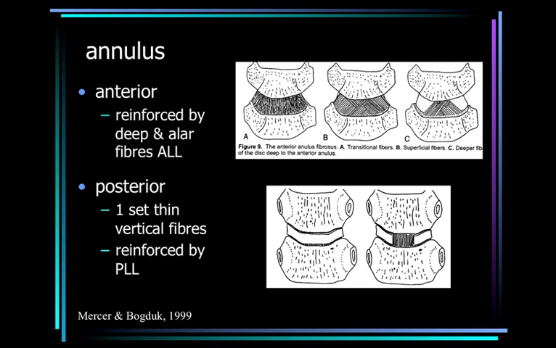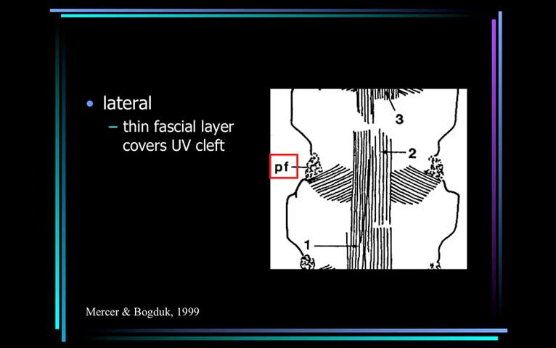The annulus is also quite different, not as well developed as in the lumbar spine. Anteriorly, there definitely is an annulus structure with deep, intermediate and transitional fibers, and the more superficial aspect of this is reinforced by deep and alar fibers of the anterior longitudinal ligament. Now, posteriorly, it's much more deficient. There's only one set of thin vertical fibers of annulus on the posterior aspect, but this would be further reinforced by the posterior longitudinal ligament. Laterally, there is a thin periosteofascial layer that covers the U-joint cleft.